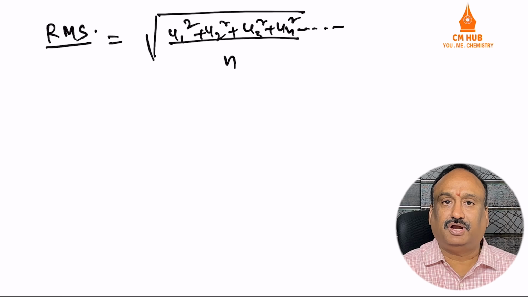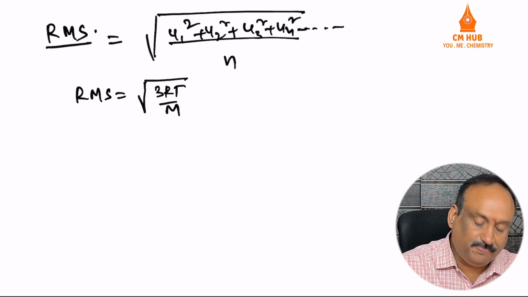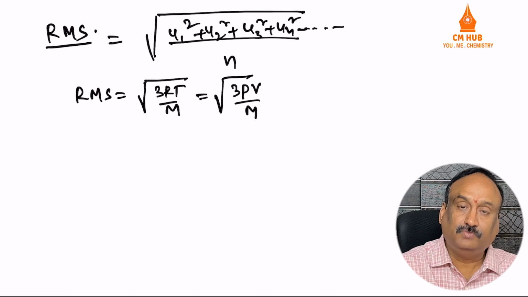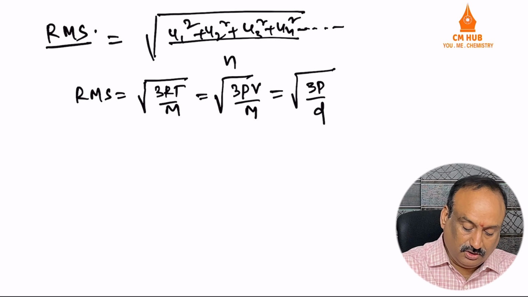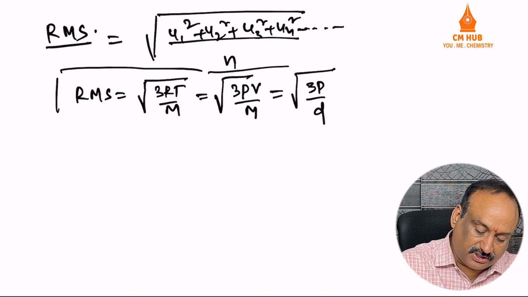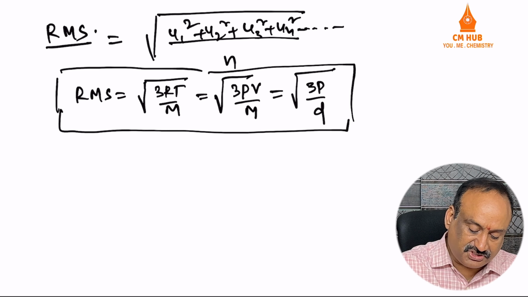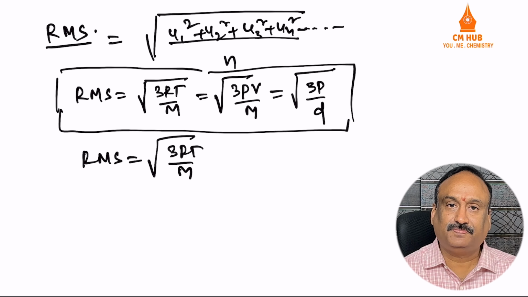There is another equation for RMS velocity. RMS velocity is equal to under root 3RT by M, or we go for it as under root 3PV by M, or this is equal to under root 3P by D. So these are the three representations of the RMS velocity, of which I take one such equation. RMS velocity is equal to under root 3RT by M, and use this equation.